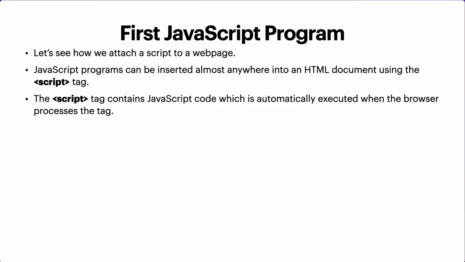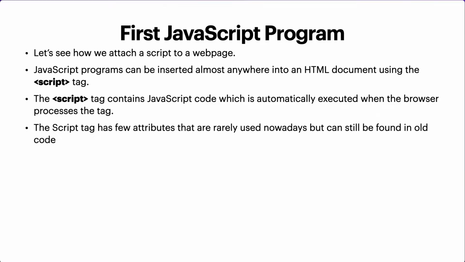So when you write your code within the script tags, save the file and then open the file in the browser, the browser automatically processes the script, knows that there is a JavaScript script tag, and executes the JavaScript for you. The script tag has a few attributes that are rarely used nowadays but can still be found in our code.